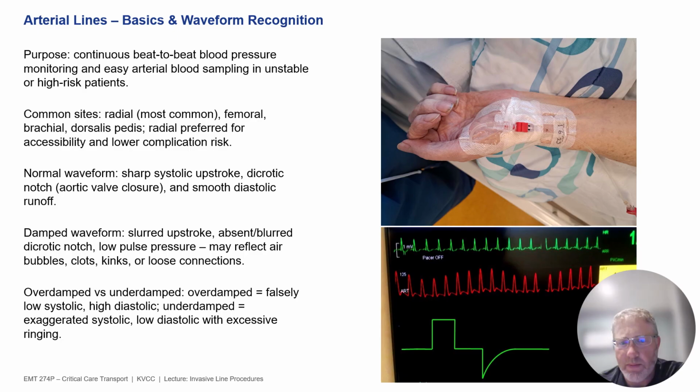If the waveform on the art line looks blunted or dampened, if there's a slurred upstroke, if there's no dicrotic notch, then you should suspect that there is something wrong with the system. It could be a clot, it could be a kink, it could be air in the tubing, it could be a loose connection. Never make a major treatment decision based on a bad waveform without backing it up, without verifying with a blood pressure cuff.